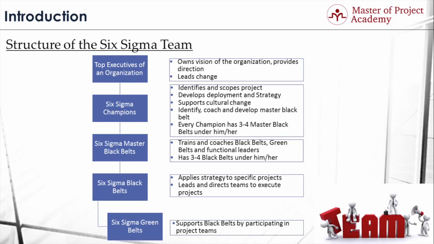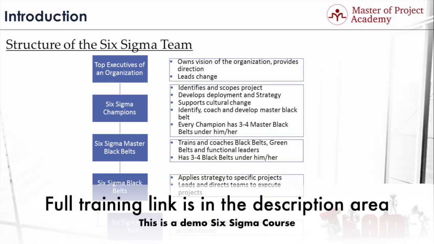Six Sigma Master Black Belt is the Six Sigma coach. He provides expert advice to a number of process owners and Six Sigma improvement teams in areas ranging from statistical measurement tool to change management and process design strategies. Six Sigma Master Black Belts train and coach black belts, green belts, and functional leaders. Each Six Sigma Master Black Belt has 3 to 4 reporting black belts.